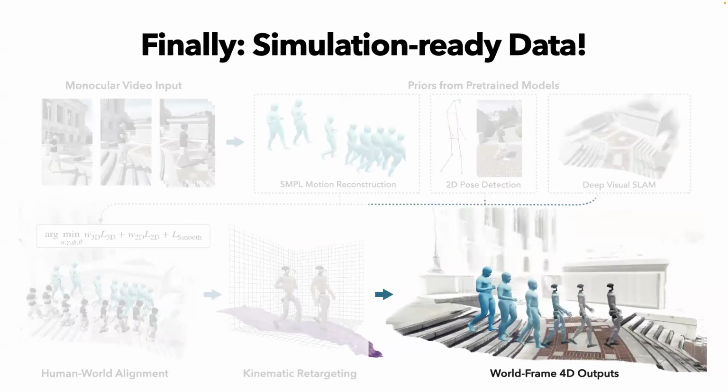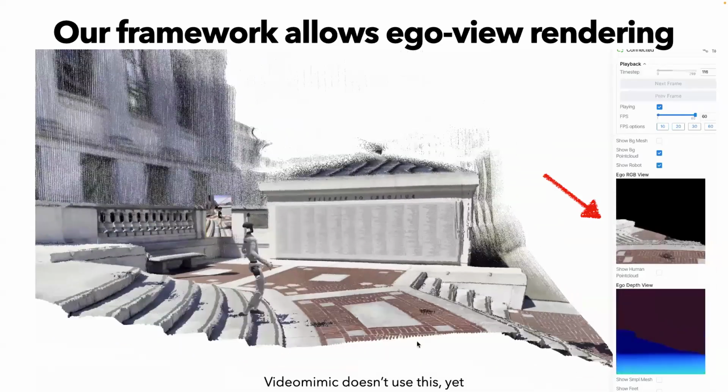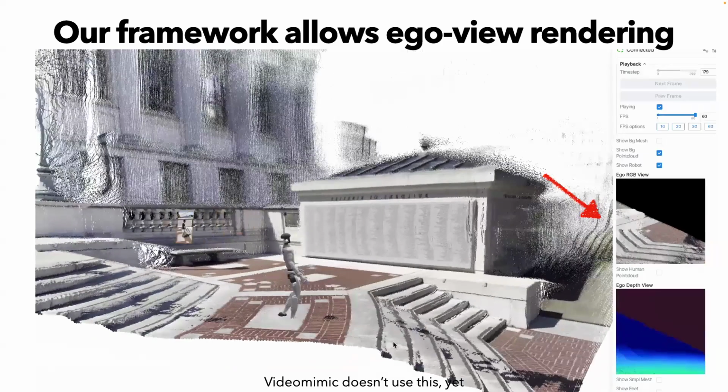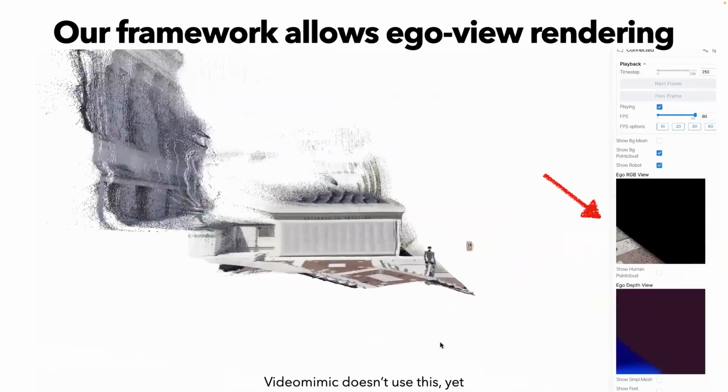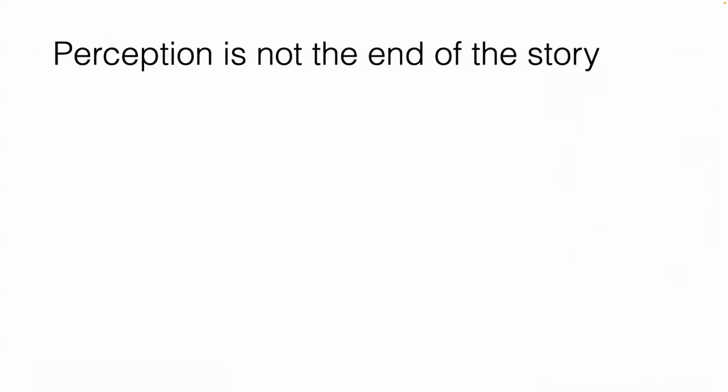Okay, so that gives us this world frame 4D outputs, and we don't use this yet, but our framework allows eagle view rendering, as I'm pointing out with this red arrow, and that would be a really cool direction to go next, like Chris was showing, to train your robots with RGB inputs.